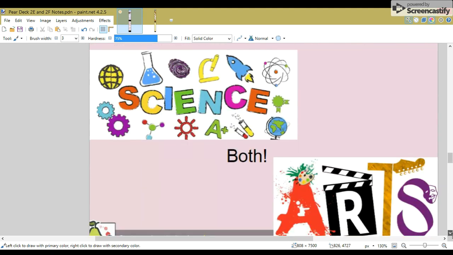On your Pear Deck slide, which do you like better, science or art, or both? Drag the icon where it should go for you.